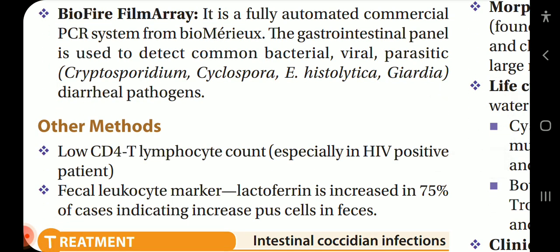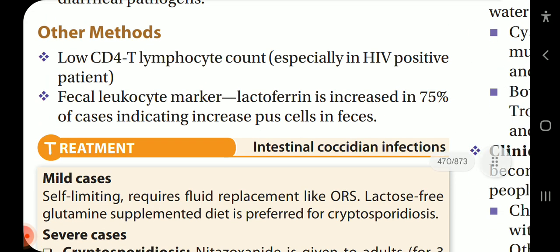BioFire array: it is a fully automated commercial PCR system from BioMerieux. The gastrointestinal panel is used to detect common bacterial, viral, and parasitic diarrheal pathogens: Cryptosporidium, Cyclospora, Entamoeba, Giardia. Other methods: low CD4 T lymphocyte count, especially in HIV positive patients. The fecal leukocyte marker lactoferrin is increased in 75% of the cases, indicating increased pus cells in feces.